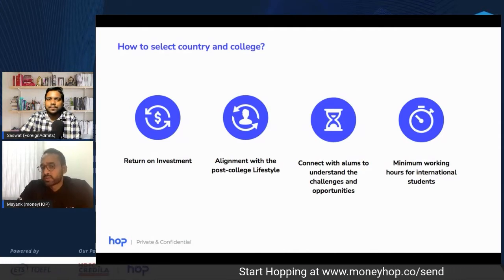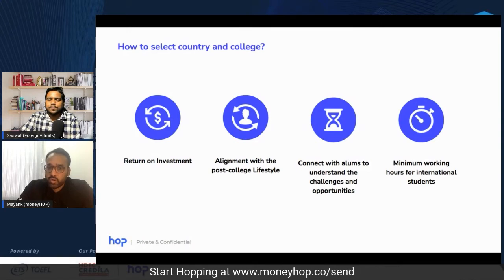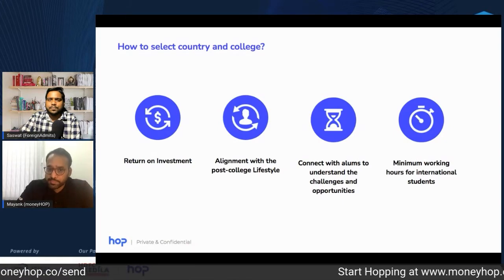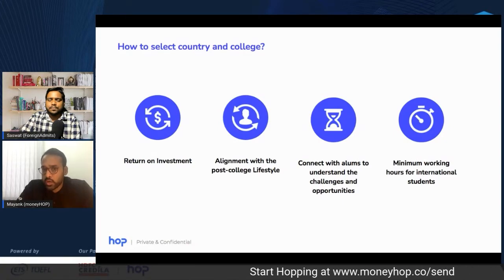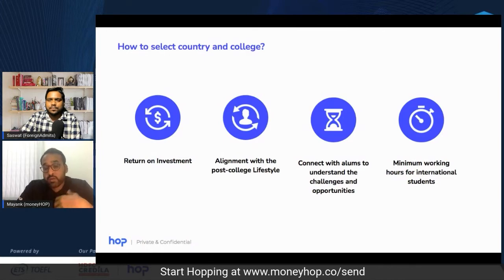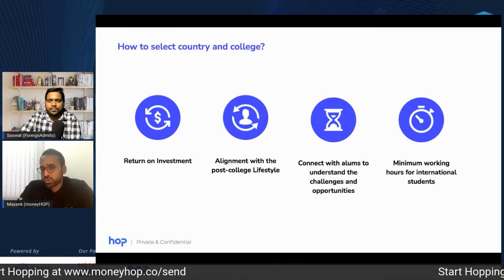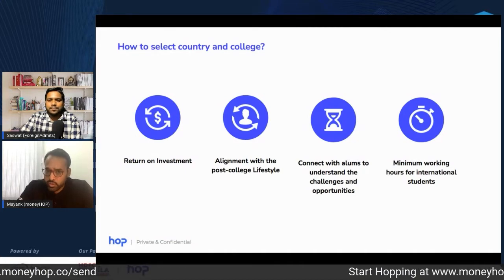And feel free to always reach out to alumni of the potential college that you want to go to, to understand the opportunities and the challenges that they went through while choosing the college, finding a job, what kind of jobs they end up getting, and so on and so forth. So this is going to make the decision also slightly easier on you.